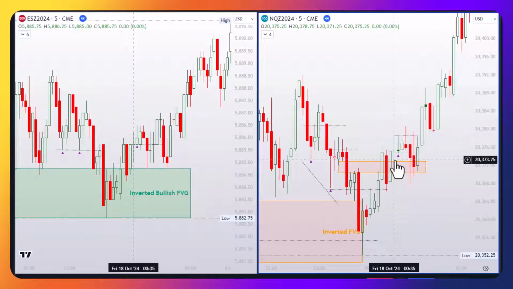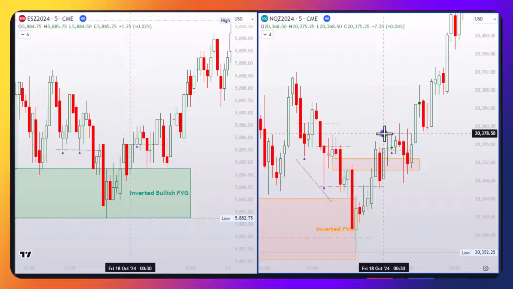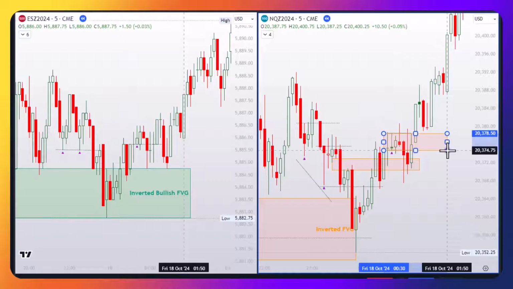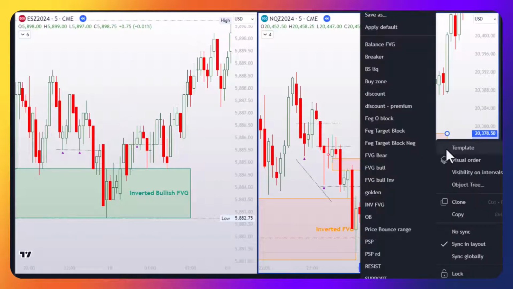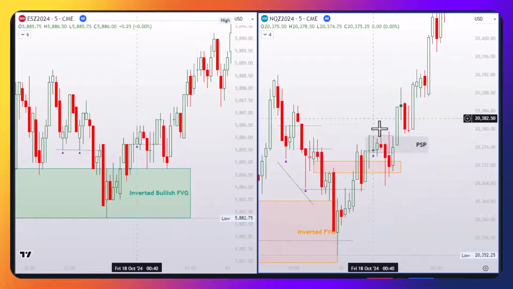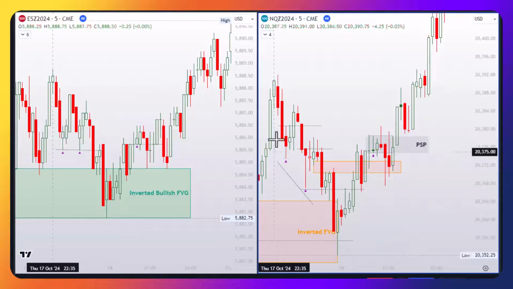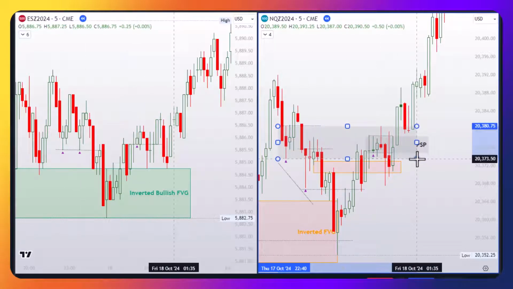Now, it looks like we went under the precision swing point and then we built back up over it and couldn't even retest it after closing above it. So, but we are coming back into previous precision swing points. So I do like to pay attention to these.